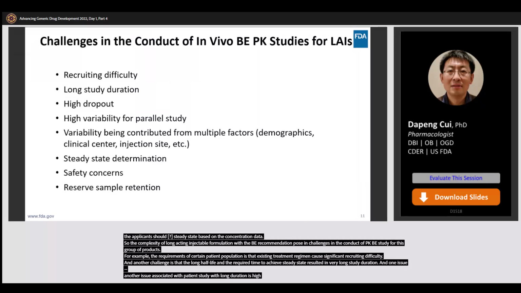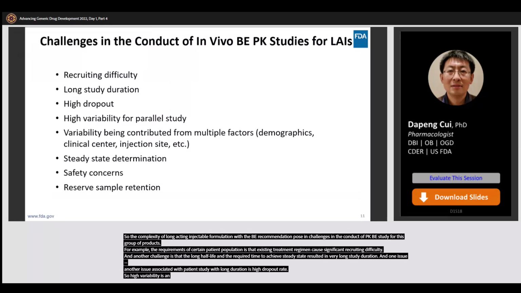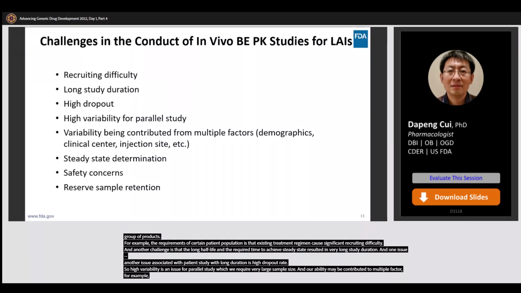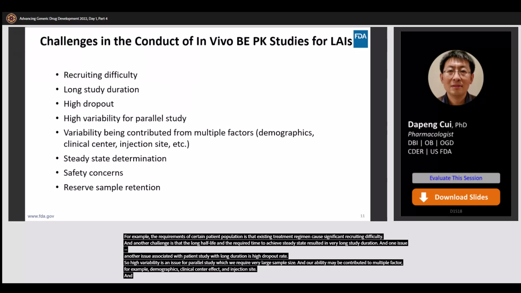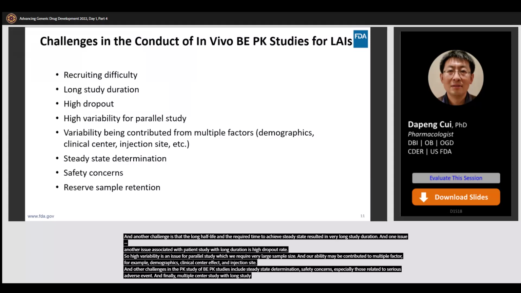High variability is one of the major issues for parallel studies, which will require very large sample size. Variability may be contributed by multiple factors, for example, demographics, clinical center effect, and injection site. Other challenges in the PK study of LAI products include steady state determination and safety concerns, especially those related to serious adverse events. And finally, the multiple center study with long study duration also poses a challenge in retaining the required number of reserve samples.